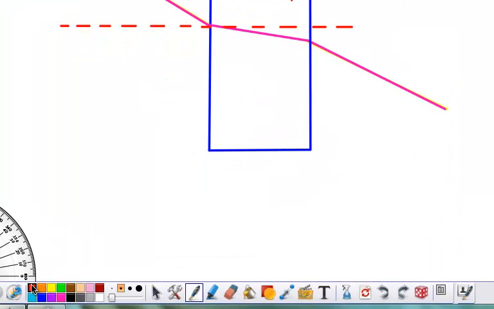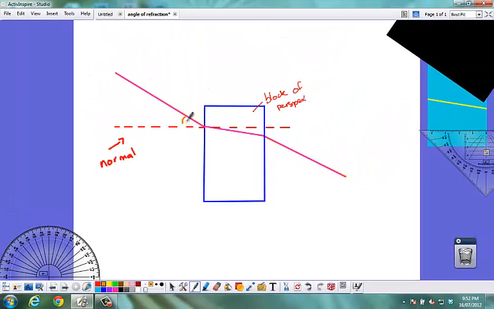Alright, and now I can just add a label to that normal. The other thing I'm going to add are some labels for my angles. I'll do that in orange ink. Now this angle over here is I, the angle of incidence, and this angle here, that's R, the angle of refraction.